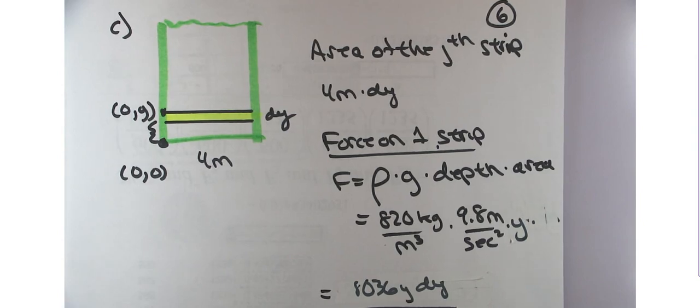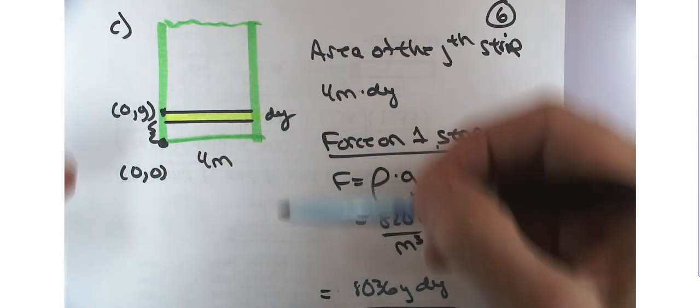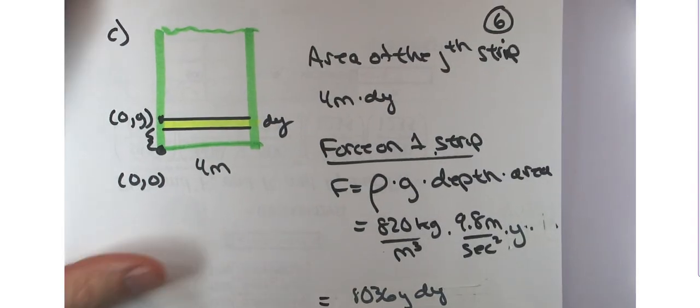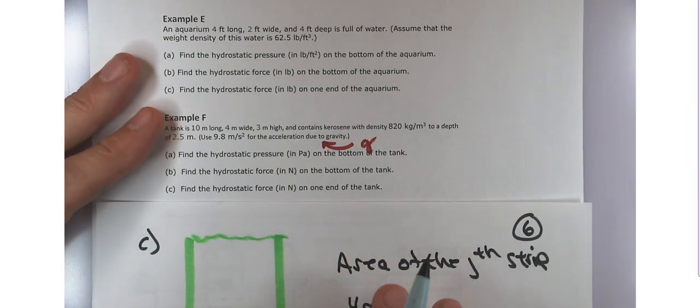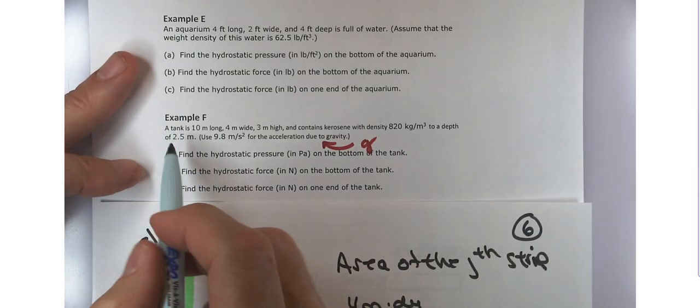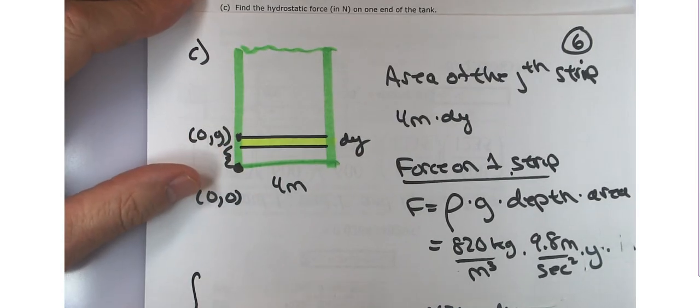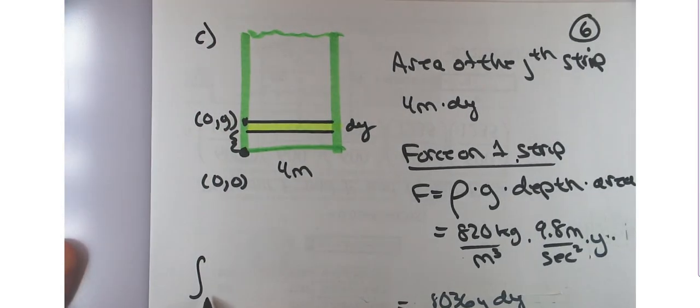To find the force on all such strips, we need to integrate that from top to bottom. Actually, not top to bottom because this is taller. It's not filled all the way. So we've got to integrate up to 2.5. So it's going to be the integral from 0 to 2.5 of 8,036 y dy.